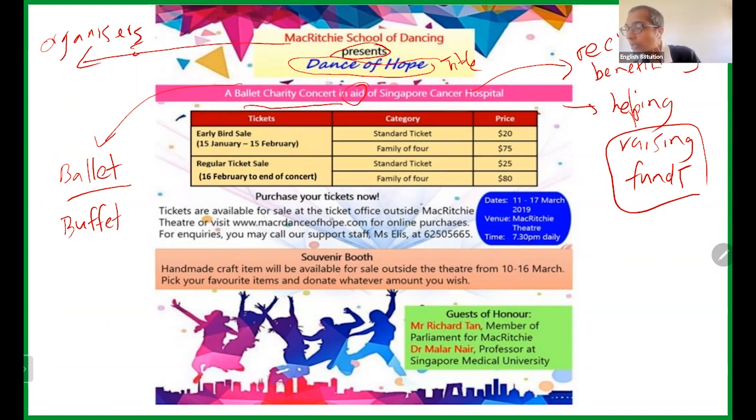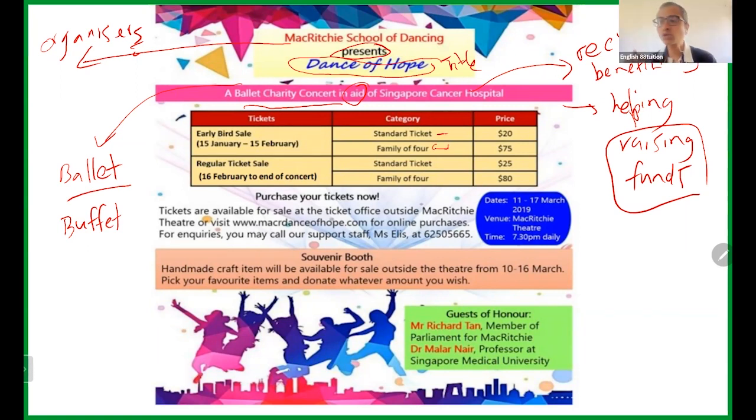Now, what are they doing? How are they making money? By selling tickets. Yes, they're selling tickets. And there are two types of tickets, right? What are the two types? Early bird sale. No, the types of tickets are the standard ticket and the family of four.